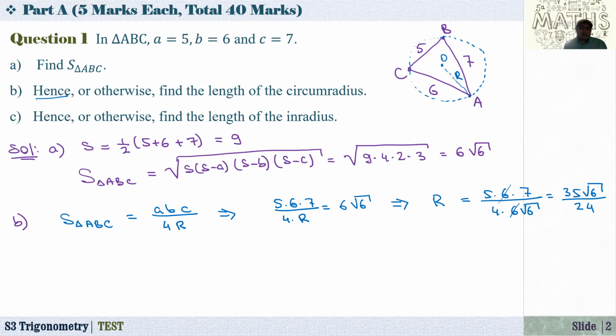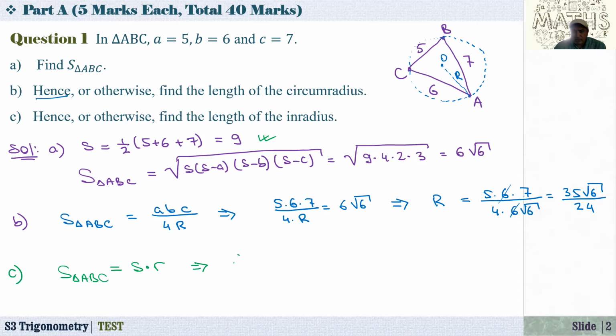And how about C? In C, we have already proved that the area of this triangle ABC can also be found using the inradius. That's equal to s times r. What is our s? Again, s is the semi-perimeter. We have just found this here. Now, I'm going to use this. What is the area of this triangle ABC?